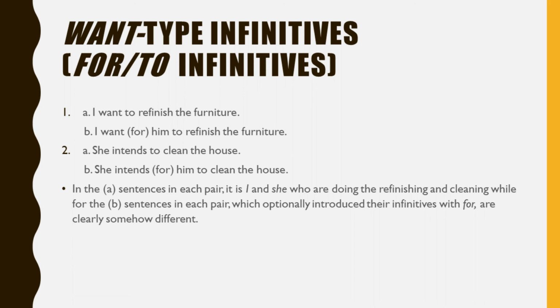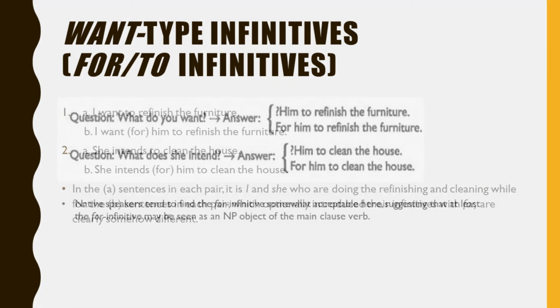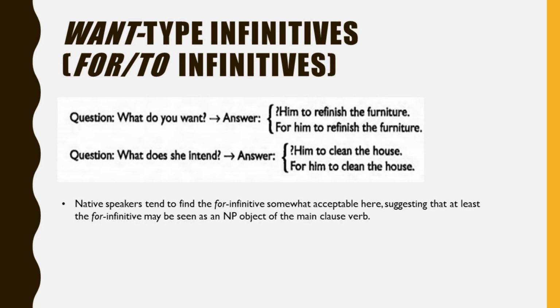The object is overtly expressed, and some of the subjects of the infinitives may be introduced with for. In the A sentences in each pair, it is I and she who are doing the refinishing and cleaning. In these cases, we might assign the same tree structure as we did with the subject control verbs above, like attempt. The B sentences, which optionally introduce their infinitives with for, are clearly somehow different. We do not seem to have a tree type that this will fit. Let us apply the same tests that we did earlier.